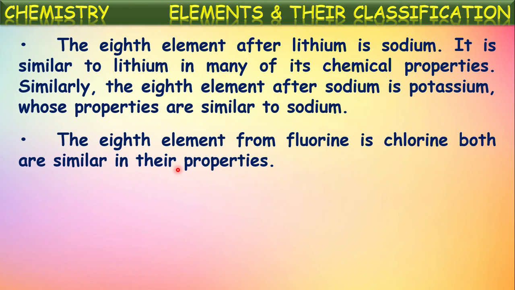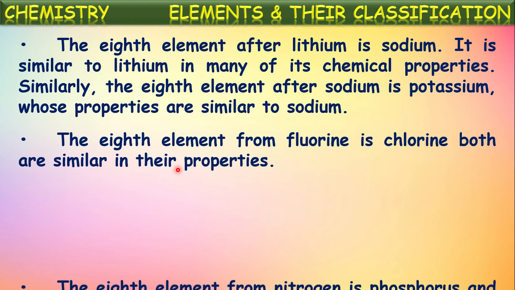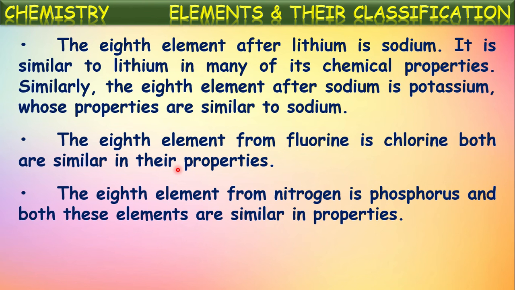And if you observe, the eighth element from fluorine is chlorine. Both have similar properties. Fluorine and chlorine both have similar properties, isn't it? And the eighth element from nitrogen is phosphorus. Both nitrogen and phosphorus have similar properties. In that way, they are called octaves.